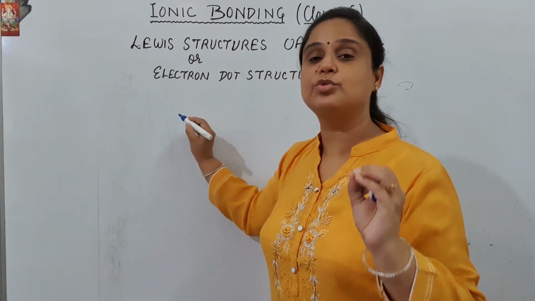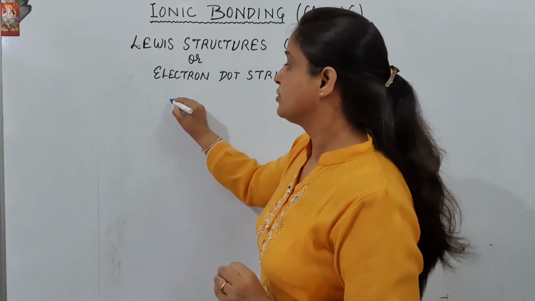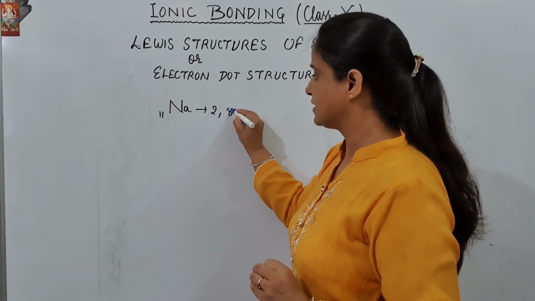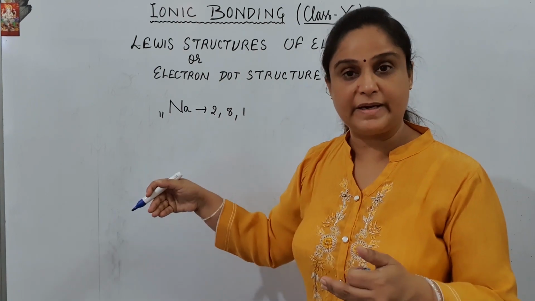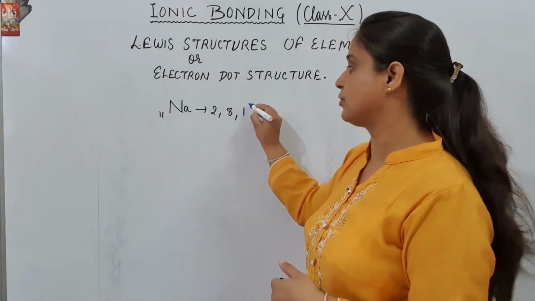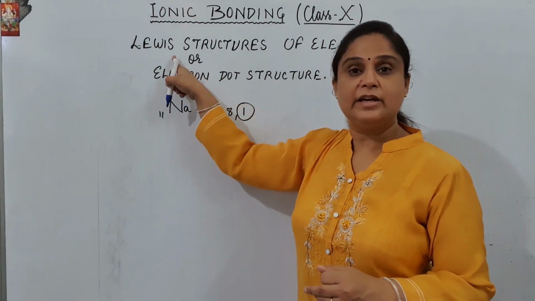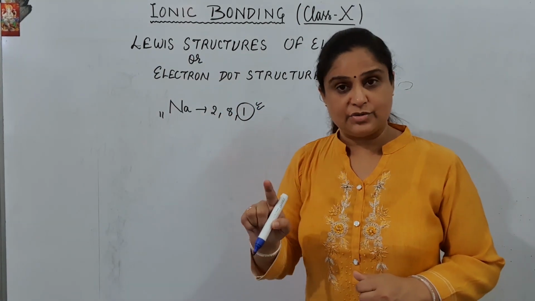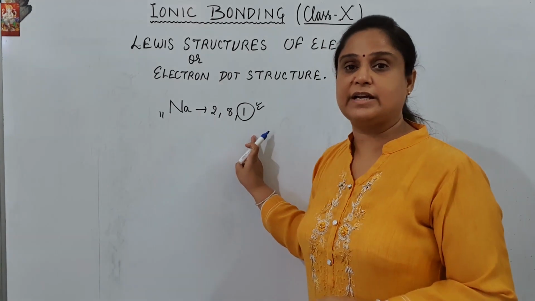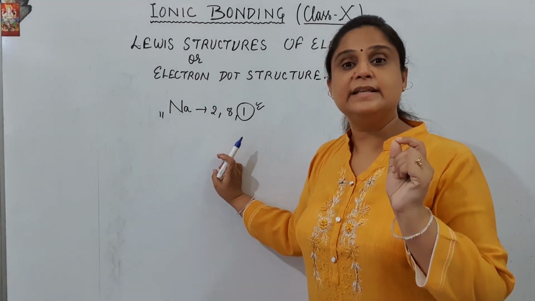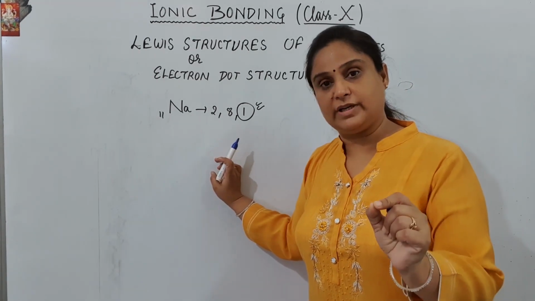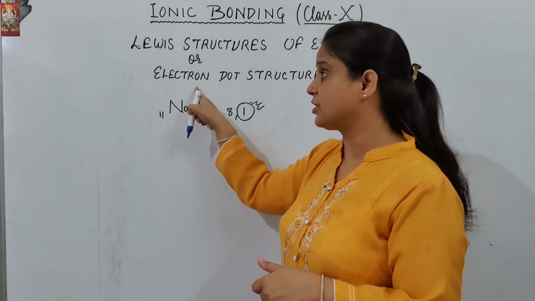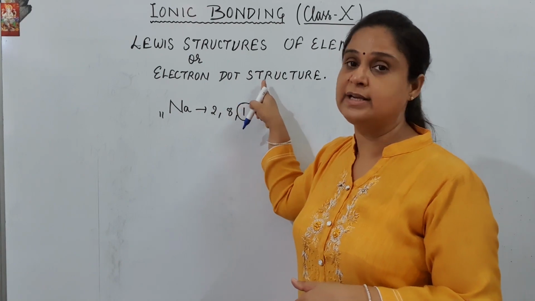Suppose I am asking you to draw the Lewis structure of sodium. So first of all, write down its configuration, so that we will come to know what kind of element it is and how many electrons are there in its outermost shell. Actually, in Lewis structure, we talk about only outermost shell electrons, and these are shown in the structure using a dot only. अब क्योंकि हम इन्हें डॉट से ही सिंबलाइज कर रहे हैं, these structures are also called electron dot structures.